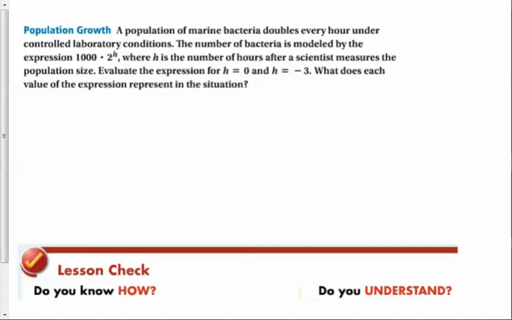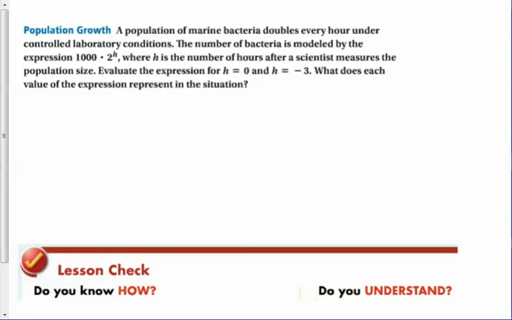Here is a word problem that can be a little bit challenging, but let's take a look at it. A population of marine bacteria doubles every hour under controlled laboratory conditions. The number of bacteria is modeled by the expression 1,000 times 2 to the h, where h is the number of hours after a scientist measures the population size. Evaluate the expression for h equals 0 and h equals negative 3. What does the value of the expression represent in the situation?